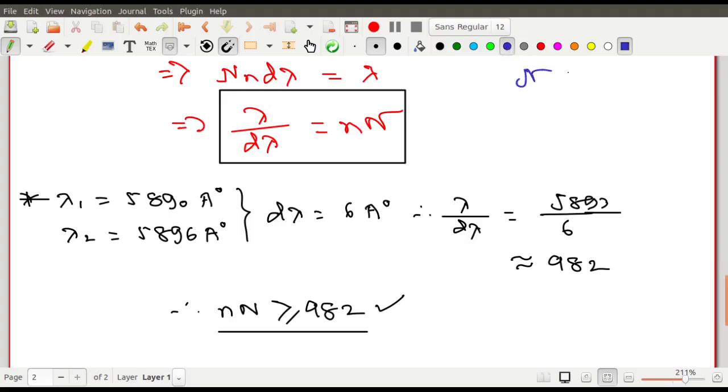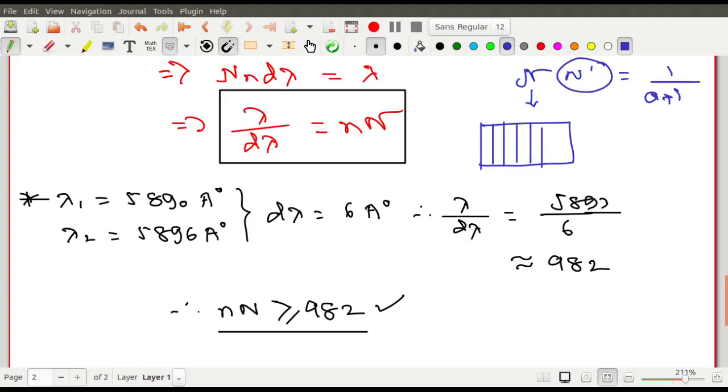And what problem has happened to me, don't get confused with N and N dash. N is the total number of rulings that is present within the grating. Suppose this is your grating, so these are the slits over here, so how many slits are there, that is what is given by capital N. And N dash is your number of rulings per unit length. N dash is 1 divided by A plus B, that is the total number of lines per unit length. So don't be confused with this, this actually confuses a few times, so please avoid it.